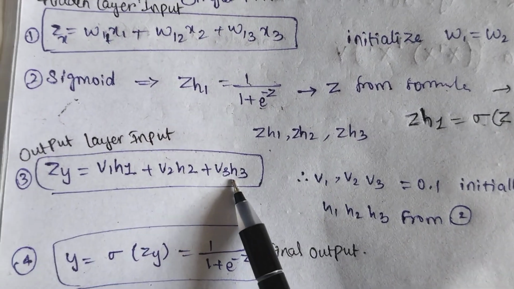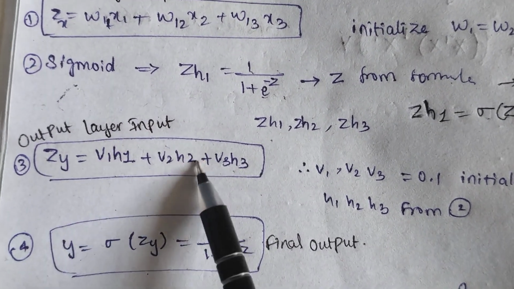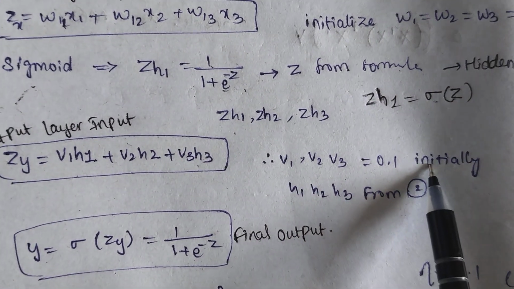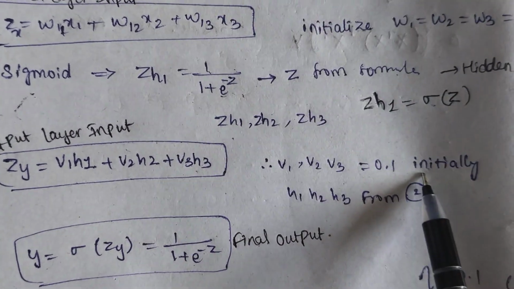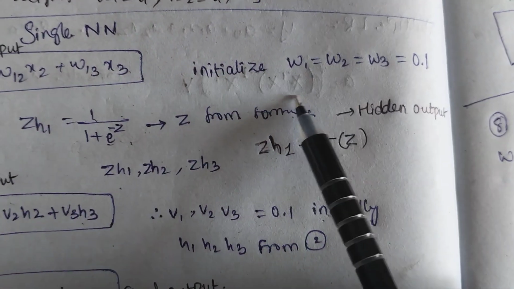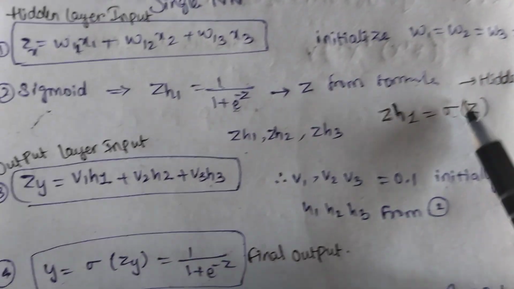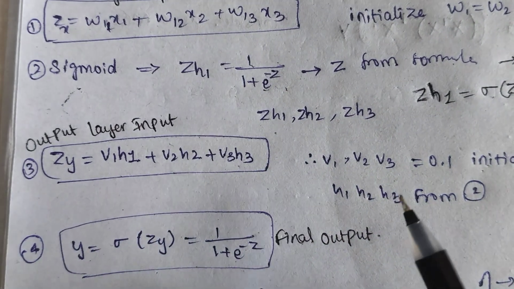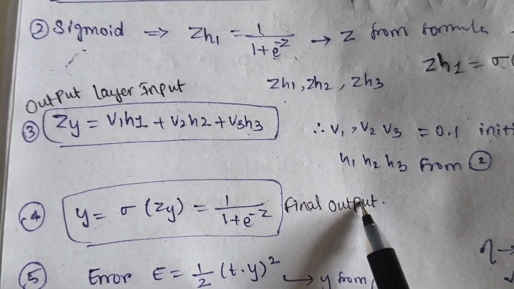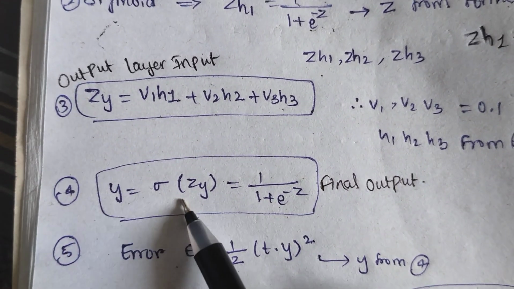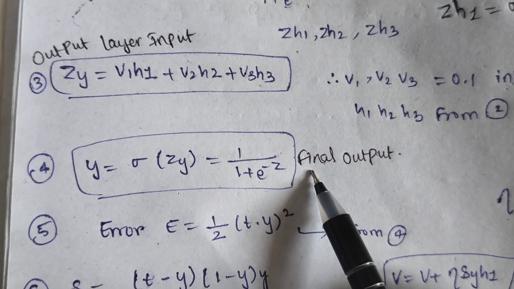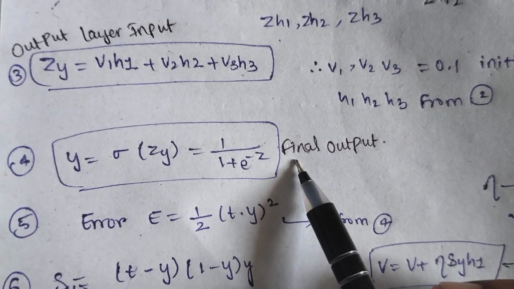We will be applying h1, h2, h3 with v1, v2, v3, and we will be assuming v1, v2, v3 as 0.1 initially. Even the weights we'll be assuming 0.1, just for the first iteration. And the fourth step will be the final output. As you can see, the y prediction will be obtained by using the sigmoid function: y equals sigmoid of zy.